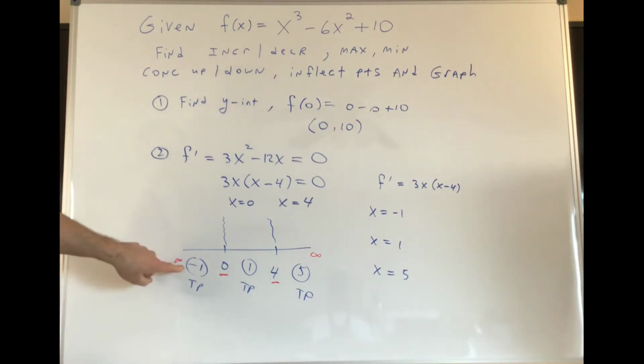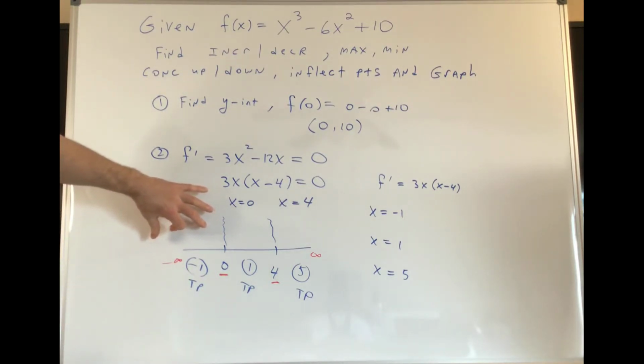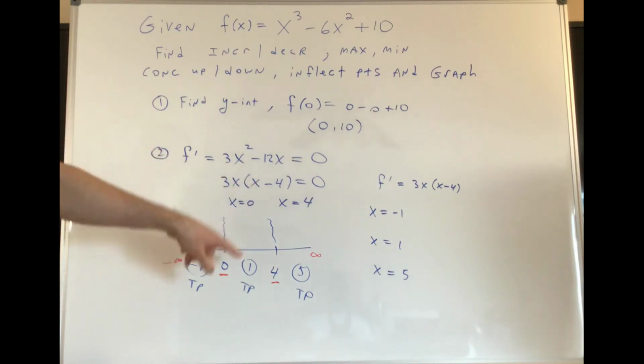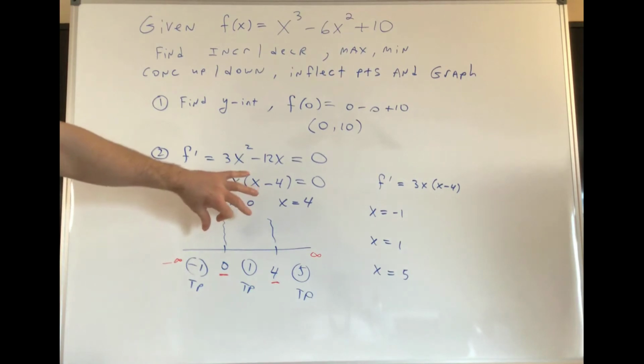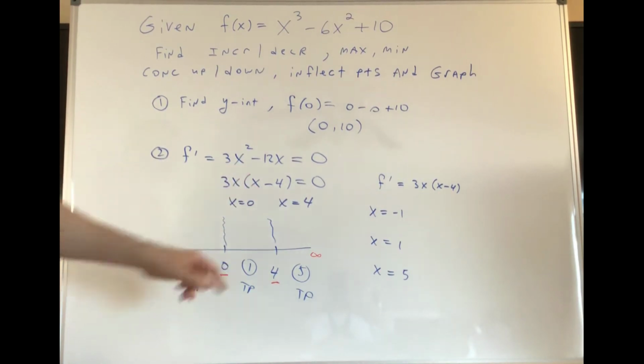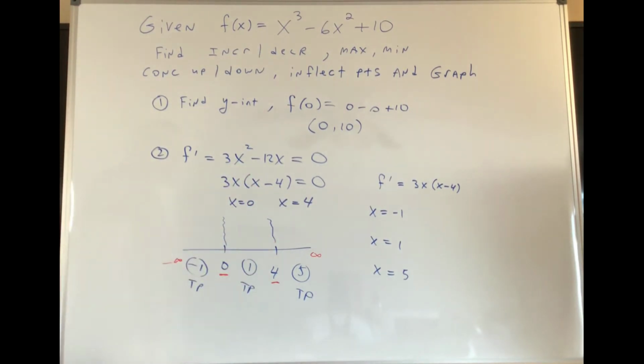So I picked my test points. I need a number less than 0. I need a number between 0 and 4. Yeah, you can pick 2. You can pick 1.25 if you want. I don't care, but you have to pick a number between 0 and 4. 1's easy. And I need to pick a number greater than 4, so I picked 5.